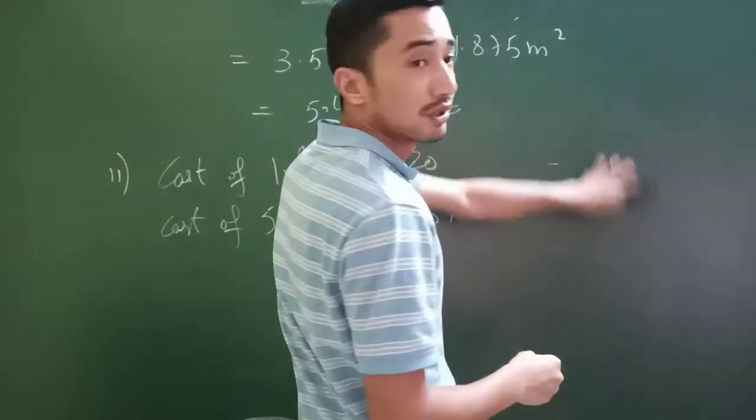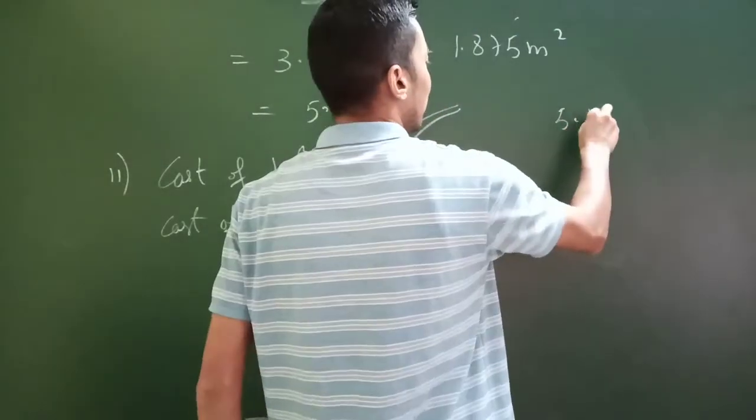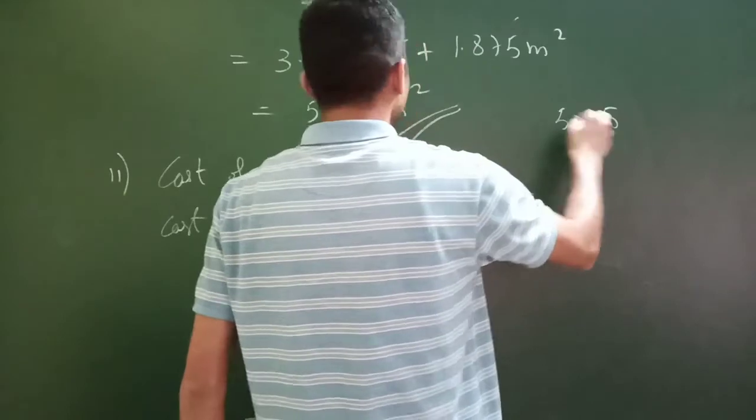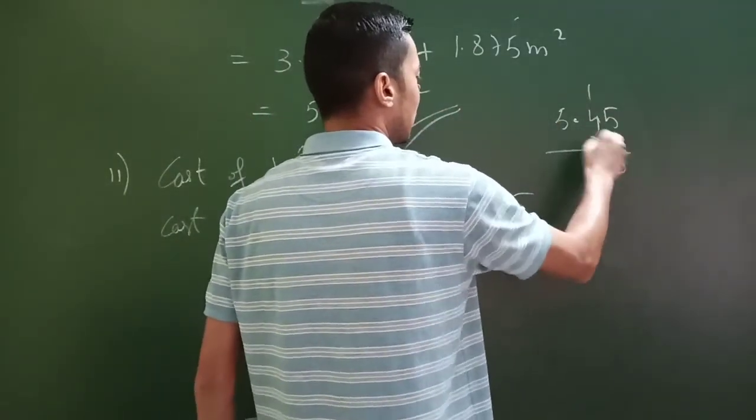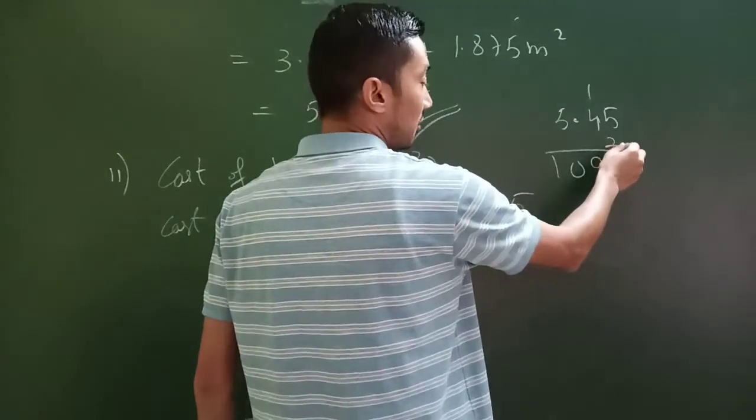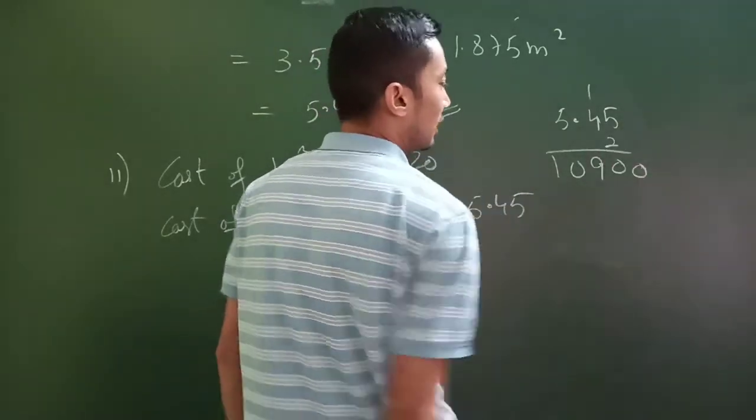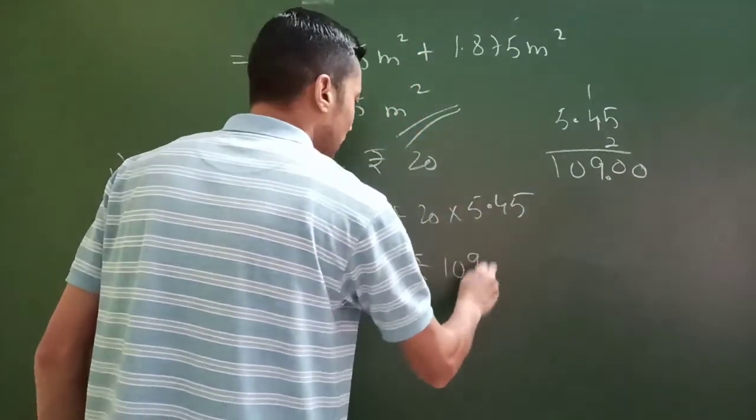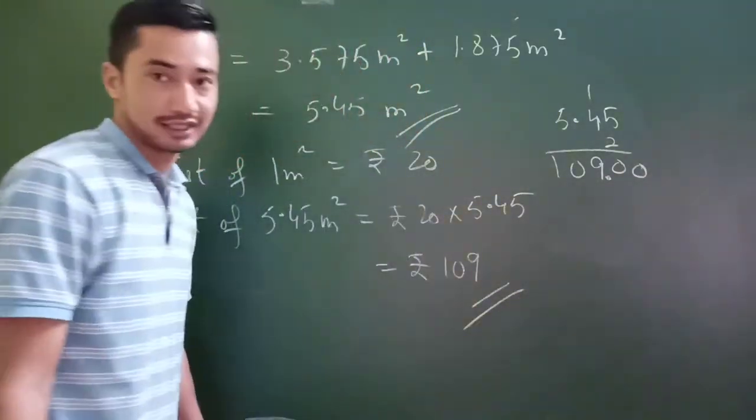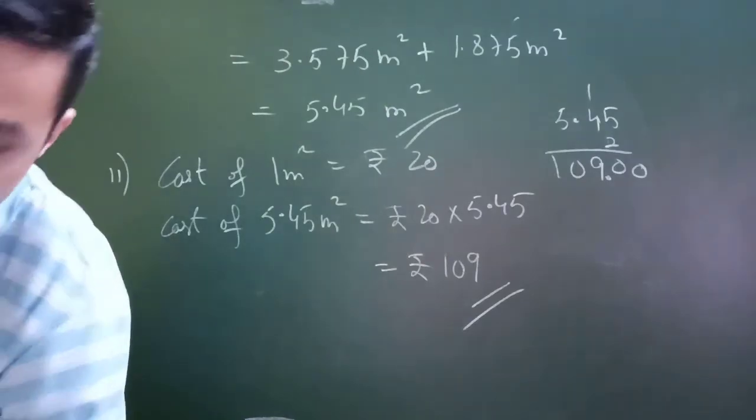Okay, shortcut, it is now 5.45 into 20. 2 5s are 10, 2 4s are 8 plus 1 is 9, 2 5s are 10. So multiplying 2 and adding a 0, two decimals will come. So that's going to be rupees 109. Okay, so this is how you will be doing this chapter.